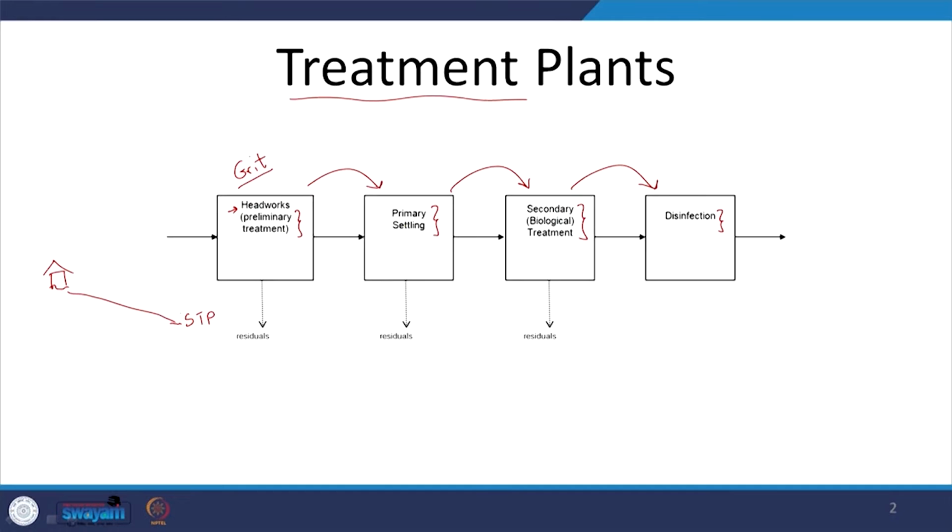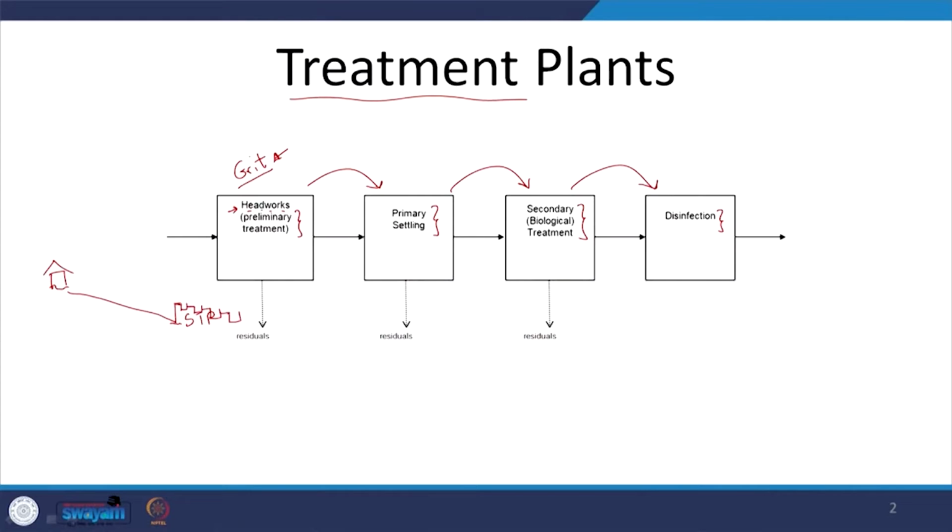And that you typically want to achieve by gravity. So, what do you need to do here? You are going to pump it up to a certain head or height, and from each unit process to the other you are going to have flow by gravity. That is why we call it headworks, because you are going to have the relevant pumping, and you are going to have removal of the grit and coarser particles, those particles that can mess up your mechanical instruments, the machinery and such.